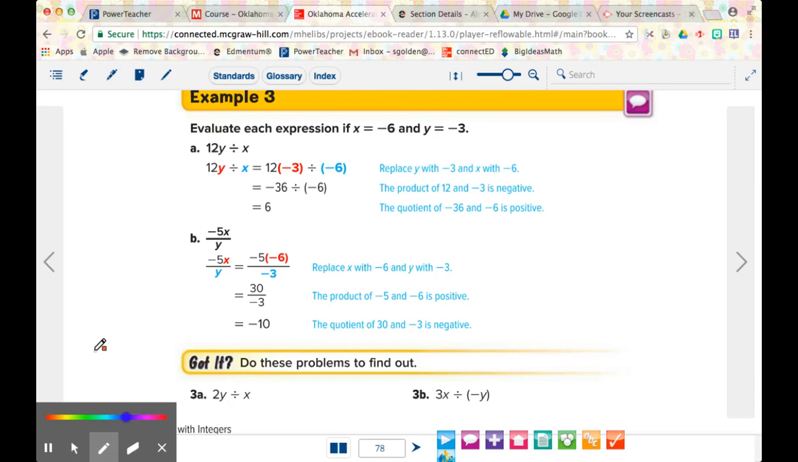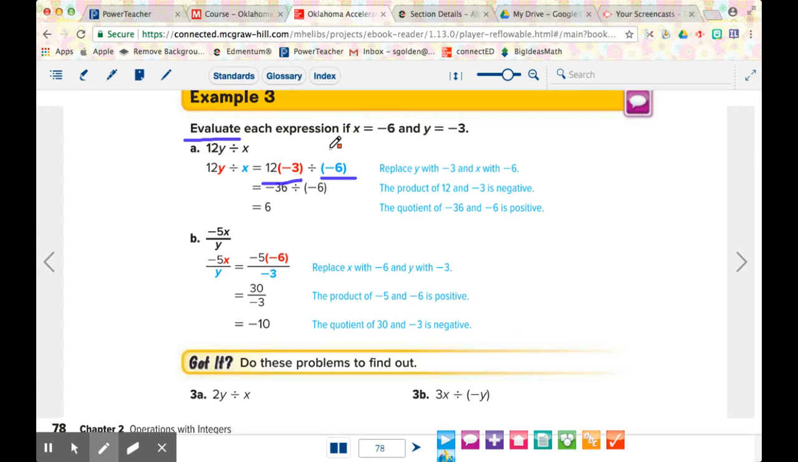All right, so last example, example 3, says evaluate each expression if x equals negative 6 and y equals negative 3. We just talked about that word evaluate; it's just a fancy word for solve. On A, we have 12y divided by x. That means 12 times y divided by x. The first thing you always do on these is rewrite it. So 12 times y, well, they told me y is negative 3, so I have 12 times negative 3 divided by x, which is negative 6.